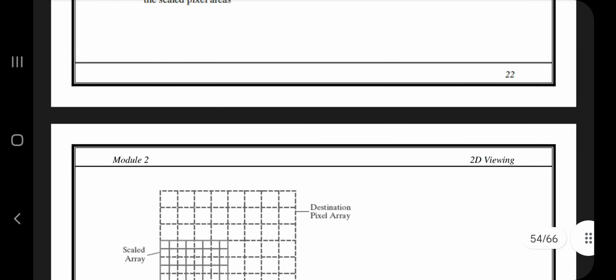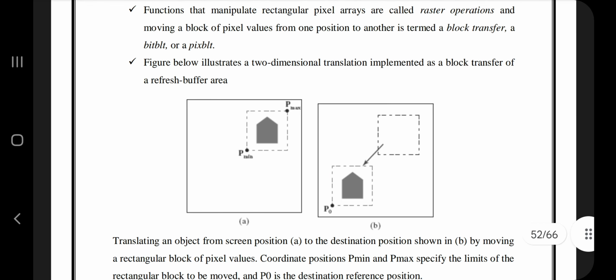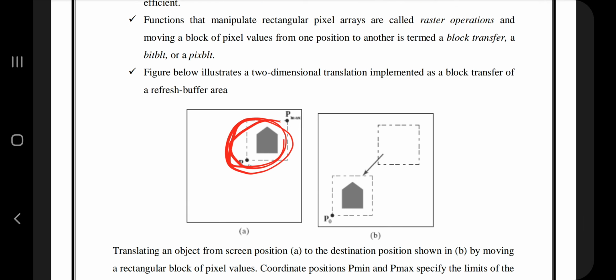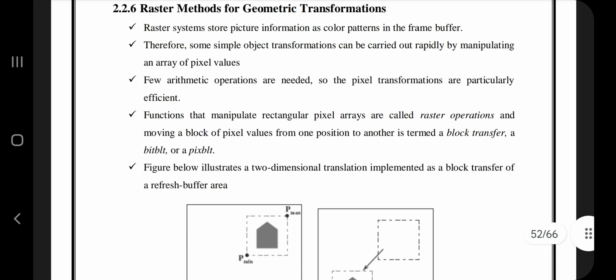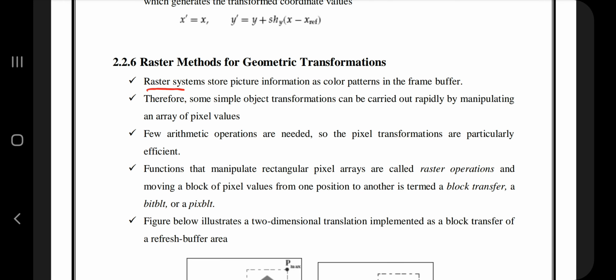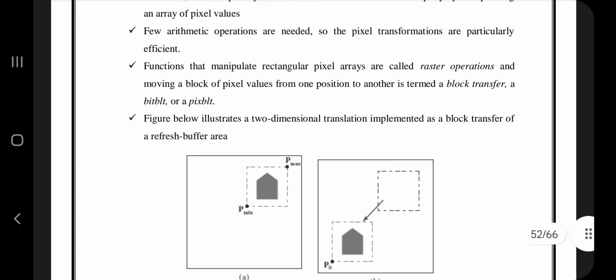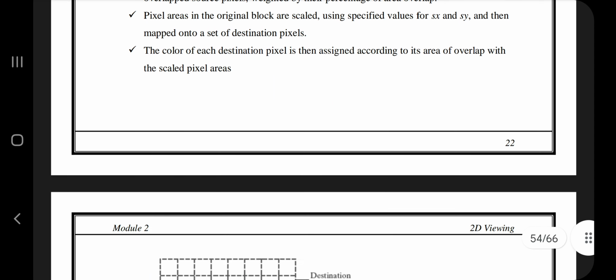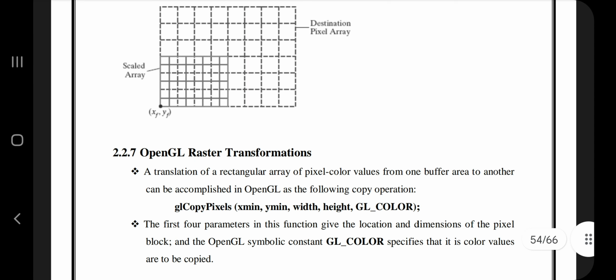Okay, so what are the raster methods? In raster methods, these values, what you can see here, will be stored. Where will it be stored? In a frame buffer. Raster stores the picture information as color patterns in the frame buffer. After this is stored, if it has to be displayed in some other location, only the values will be subtracted from this one so that it is visible in the other location. That's what the raster operation is. Okay, it can be used for the rotation as well as for the translation, as well as for the scaling. That's all what is in the raster transformation.